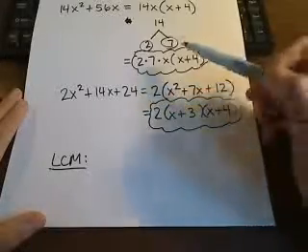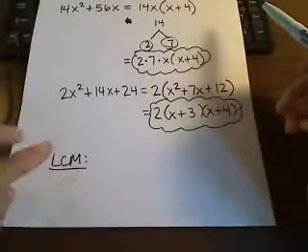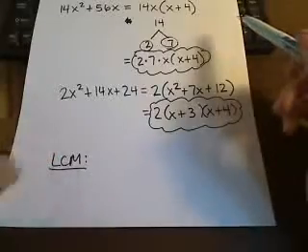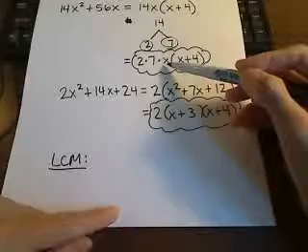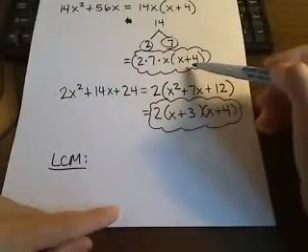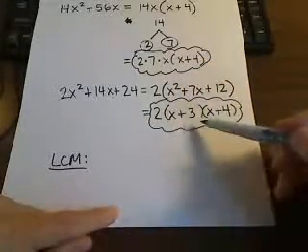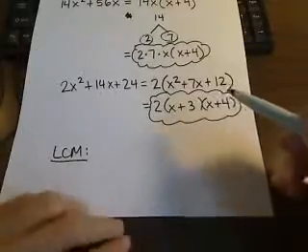Okay, so we actually have 5 factors in this problem. We've got a 2, we've got a 7, we've got a singular x, then we have an x plus 4, and then we have an x plus 3. Okay, so let's run through each of those.